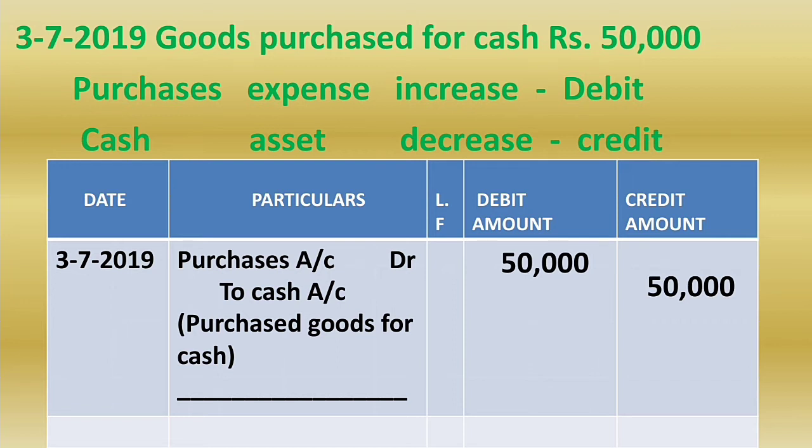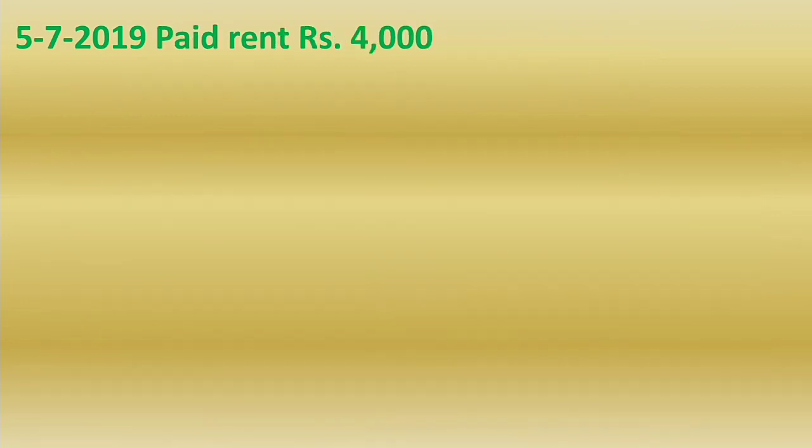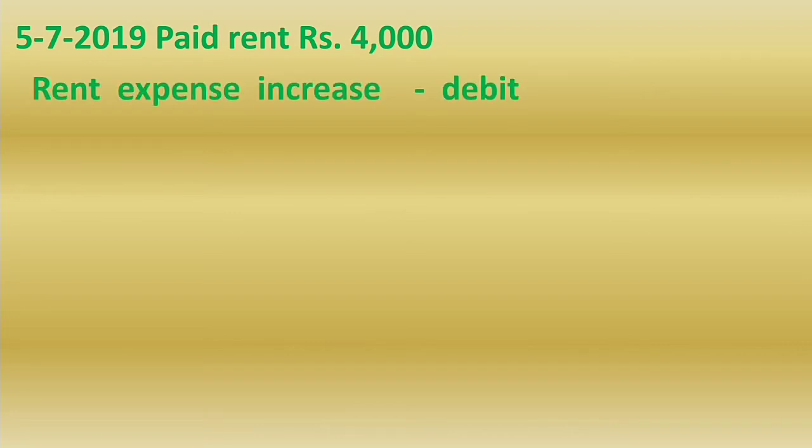Okay. Now the third one. Paid rent. Paid rent means it is an expense. The business incurred an expense. So the first account is rent account. Rent is an expense. Here the expense of the business increased. Expenses increase, then debit expenses account, then debit rent account. Paid rent means paid rent by cash.